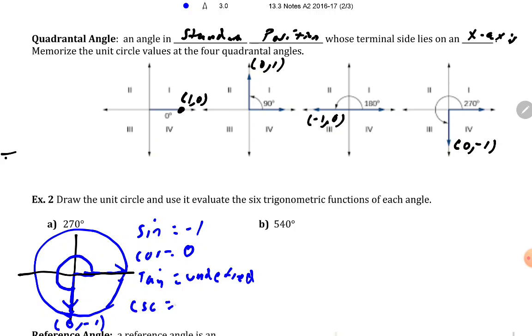Cosecant would just be negative 1. Secant would be undefined, and then cotangent would be 0, because that's 0 over negative 1.